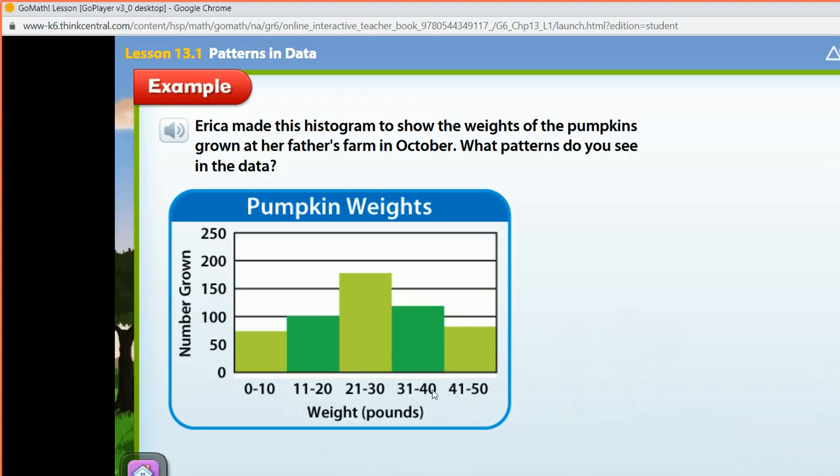Let's analyze patterns in data that are displayed in histograms. Erica made this histogram to show the weights of the pumpkins grown at her father's farm in October. What patterns do you see in the data? First, look for peaks in the histogram. What's a peak? A peak is the high point of the graph. Are there any peaks in this histogram?